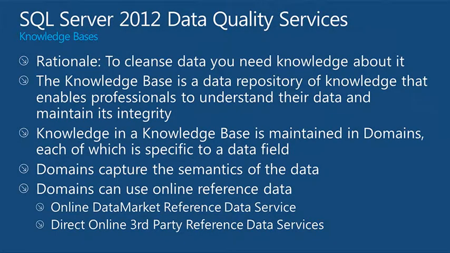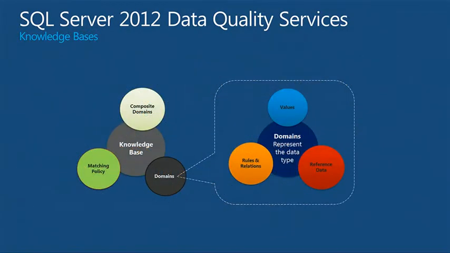Closer look at a knowledge base. If Master Data Services has the concept of a model, then Data Quality Services has the concept of a knowledge base. Master Data Services has entities. Data Quality Services within the knowledge base has domains. Each domain is specific to a data field, like state code or email address. They capture the meaning of what clean data would be. As already mentioned, it can use online reference data from services that you can subscribe to.